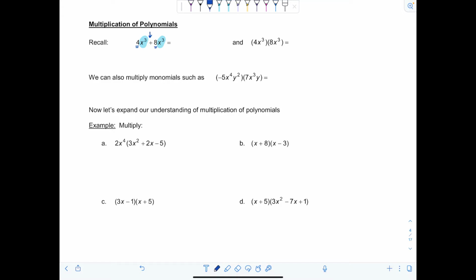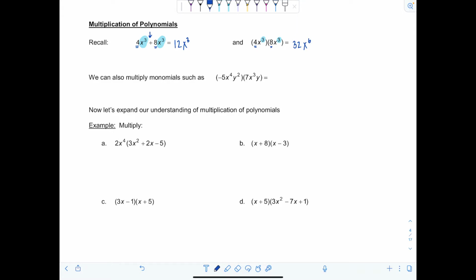So in this case, I'm going to take 4, add it to 8, so that's going to give me 12, and then you leave that x cubed alone. Don't mess with it, okay? Good. Now the difference here, when we're multiplying two terms, we multiply the constant portions. So 4 times 8 would be 32. And then we apply our laws of exponents, and we add the powers on each of the variables. So x cubed times x cubed is going to be x to the 6th.